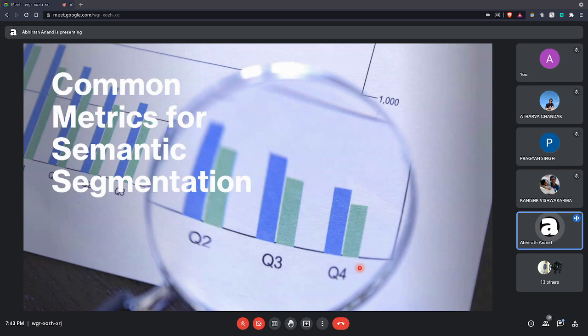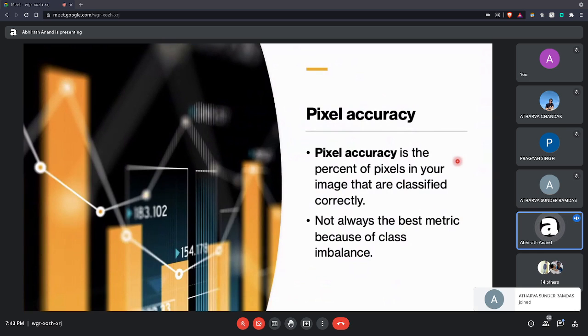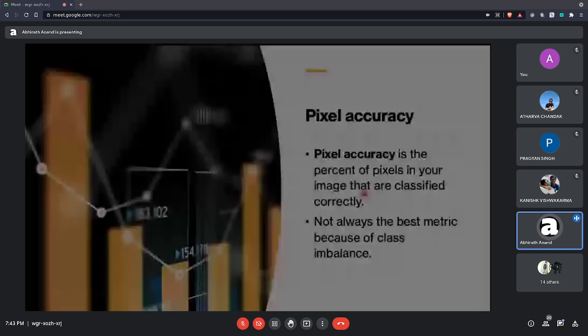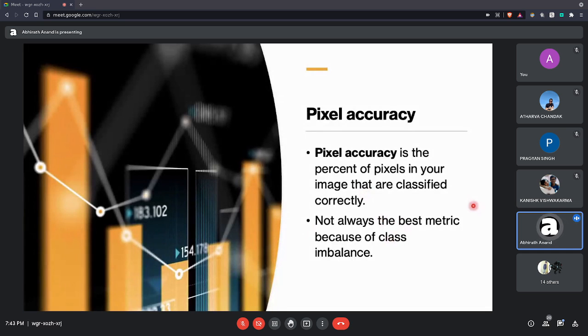This is common metrics for semantic segmentation. So first is pixel accuracy, and pixel accuracy is the percent of pixels in your image that are classified correctly. This is really simple, really straightforward, but this is not always the best metric because of class imbalance.